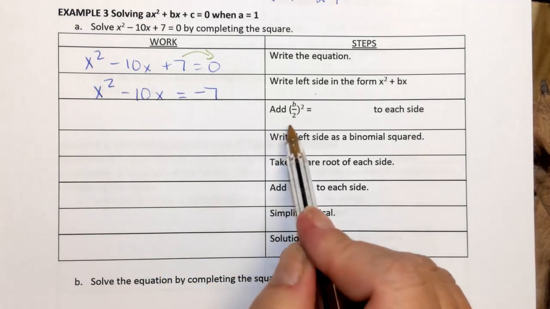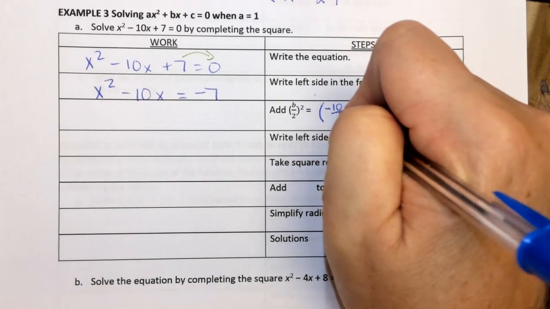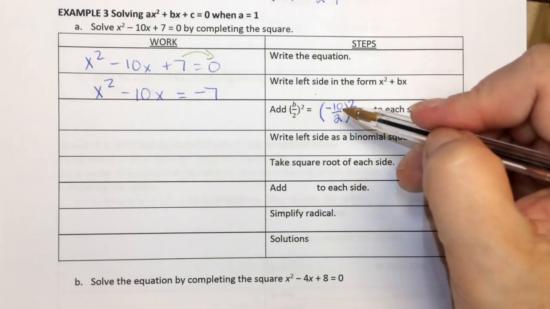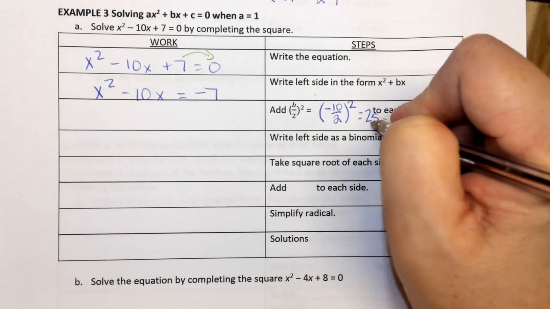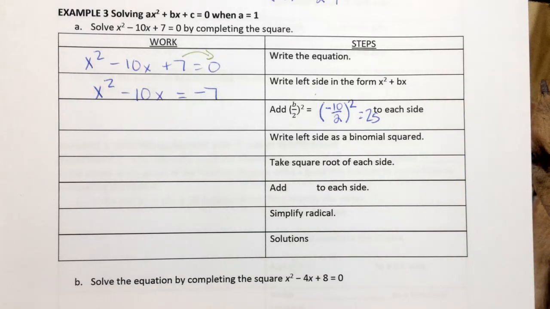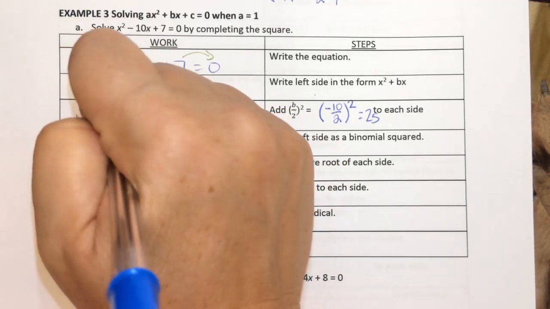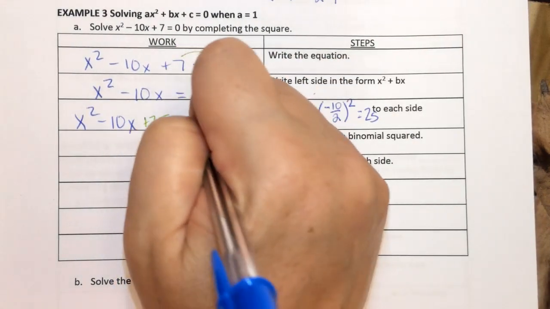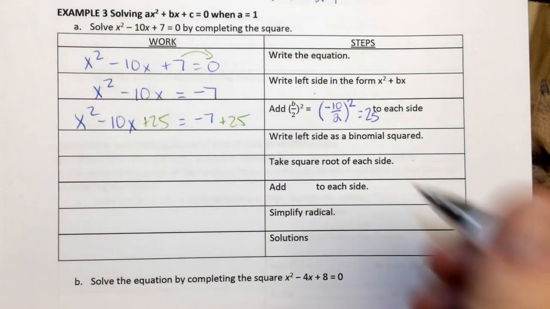So we're going to do b squared. We're going to say b is our negative 10. We're going to divide it by 2, and we're squaring that. So what does that equal? Negative 5 squared, which is 25. So we're going to add that number to each side. What that looks like is x squared minus 10x. Now we're going to add 25 to this side, but in order to make our equation balanced, we have to also add 25 to this side.